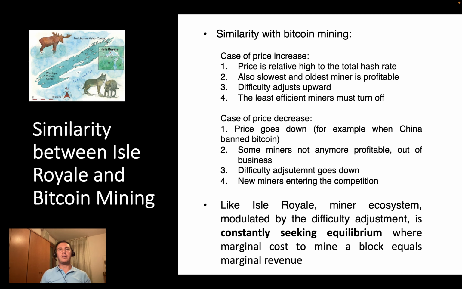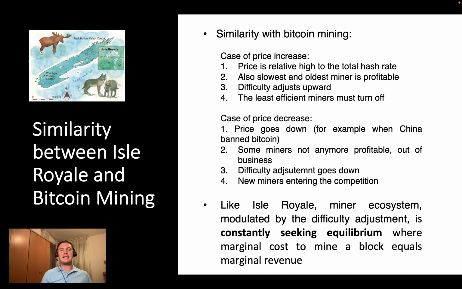So the same dynamic plays out, in fact, in the Bitcoin miner ecosystem. Now you can ask, what does this have to do with Bitcoin mining? In fact, we see when the Bitcoin price is high relative to the total hash rate, even the slowest, oldest generation miners are profitable. The good times don't last, as eventually the difficulty adjusts upward, and the least efficient miners must turn off. Similar to the wolves, when there is a lot of food, every wolf, also the weakest, gets fed, but when there is not enough food anymore, the weakest wolf dies. In this case, the least efficient miners must turn off.